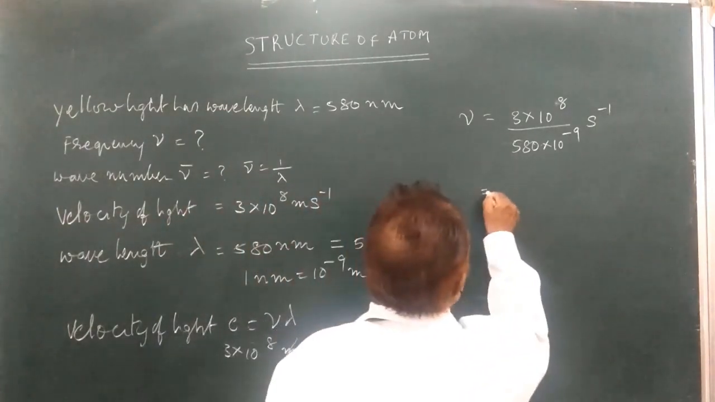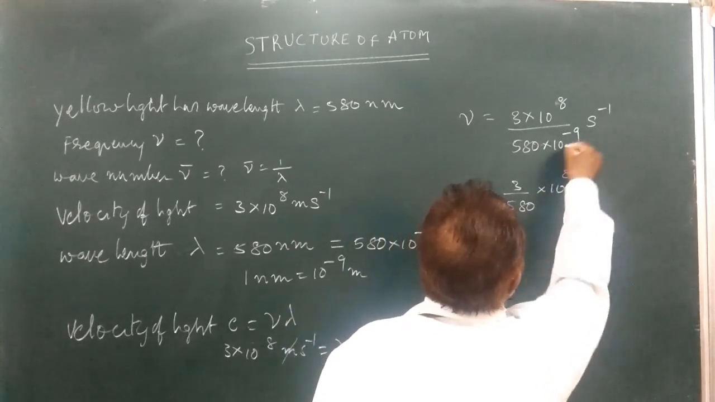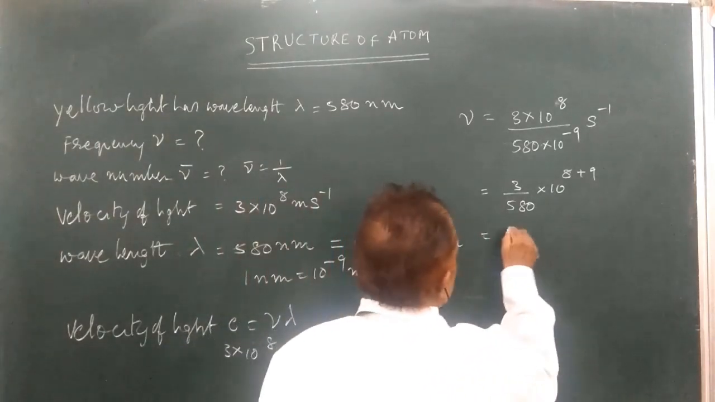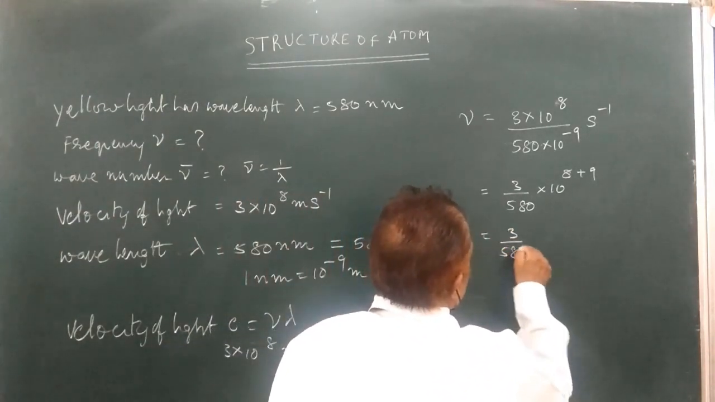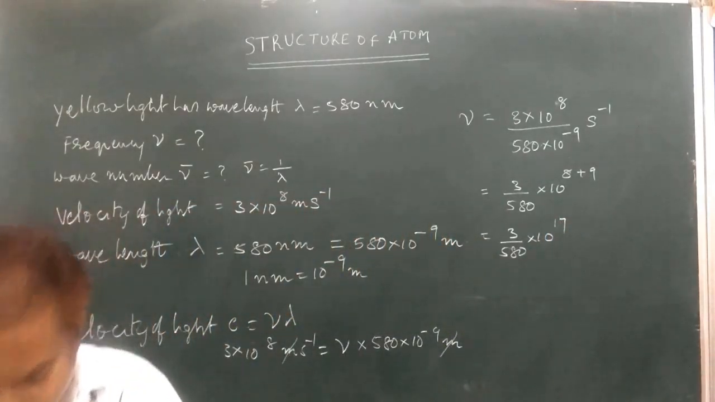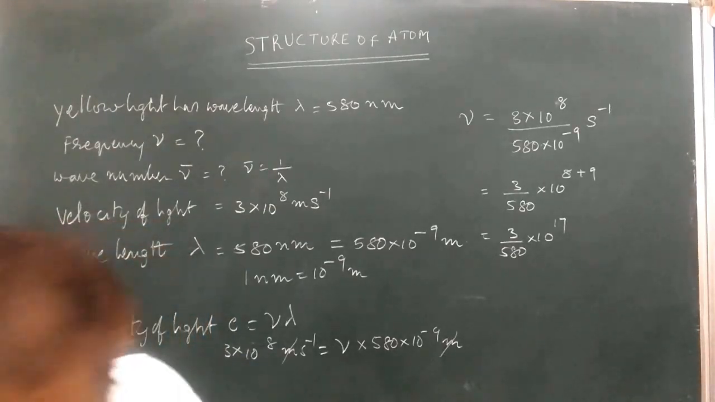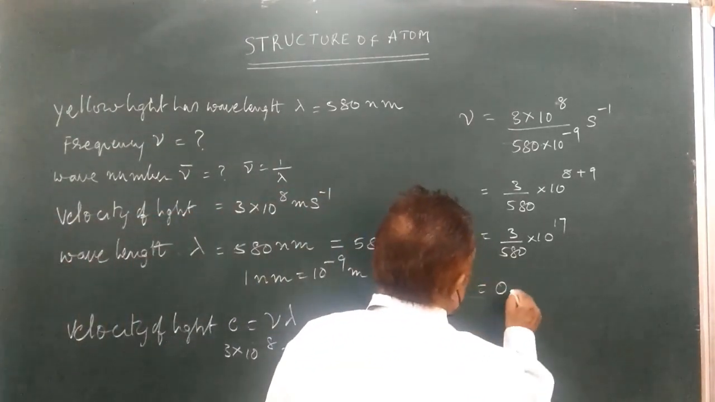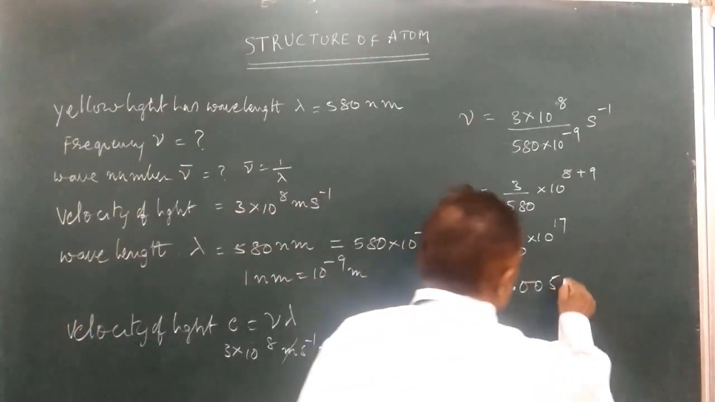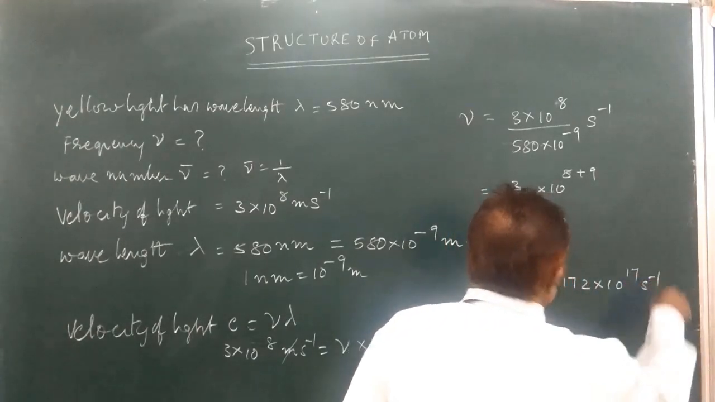So this can be written as 3 by 580 into 10 to the power 8. This becomes plus 9 when it is brought to the numerator. Therefore, this becomes 3 by 580 into 10 to the power 17. So when we calculate this value, it is obtained as 0.005172 into 10 to the power 17 per second.